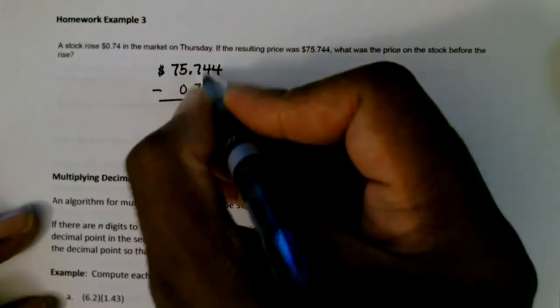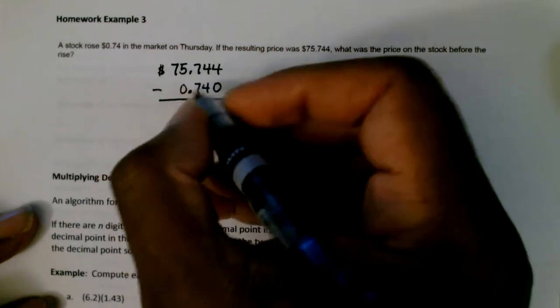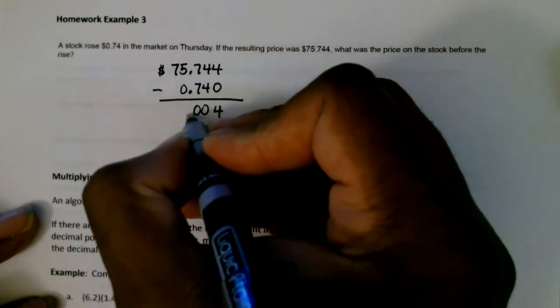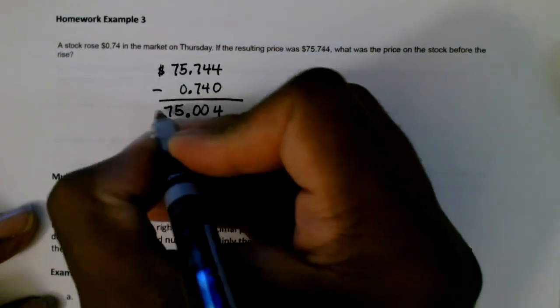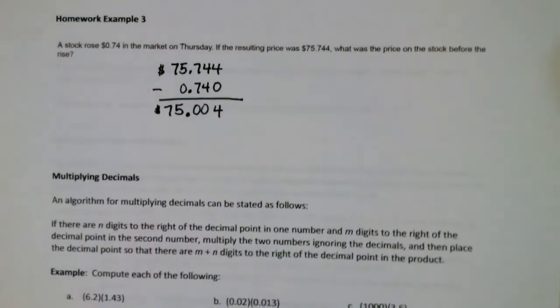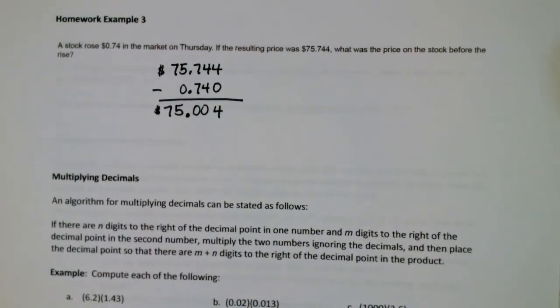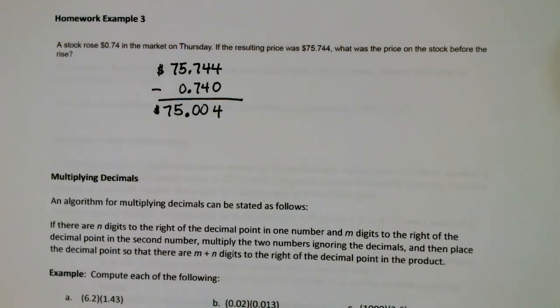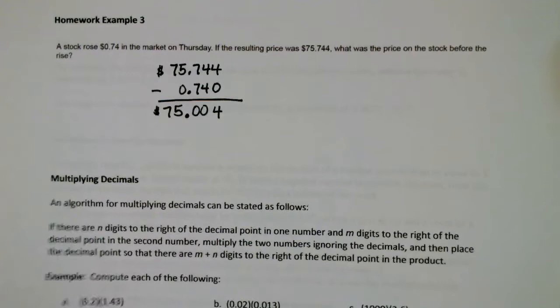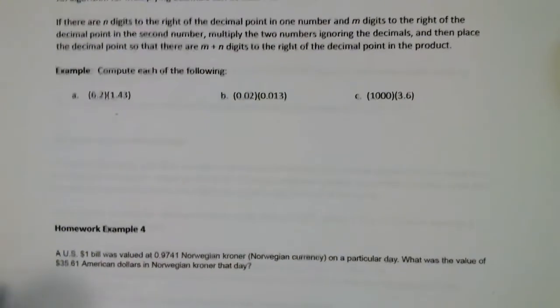When I subtract, 4 minus 0 will be 4. 4 minus 4 is 0. 7 minus 7 is 0. Bring the decimal point down. 0 from 75 will be 75. So $75.004 represents the price of the stock before the rise. Okay. Okay, that's how we deal with adding and subtracting decimals. All right, now let's talk about multiplying decimals.